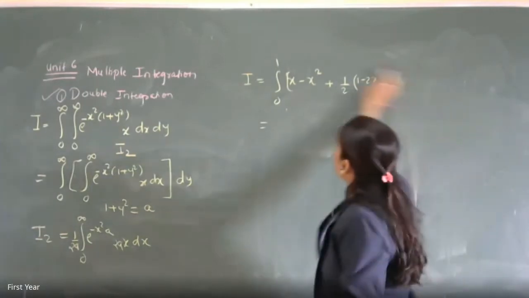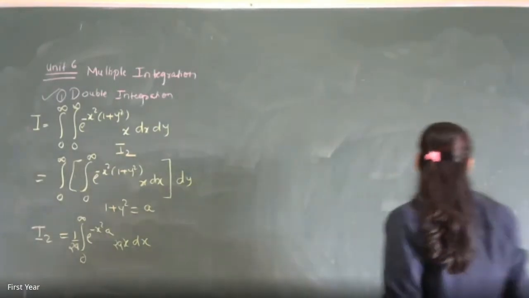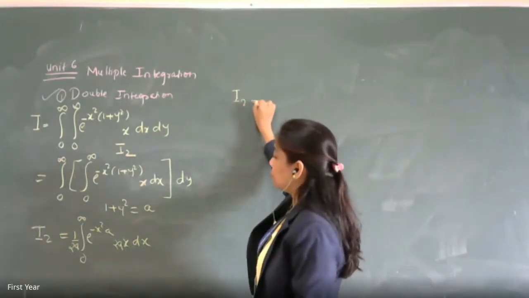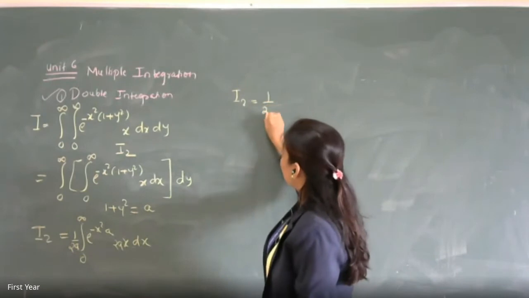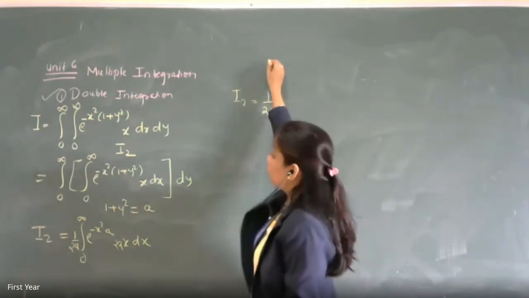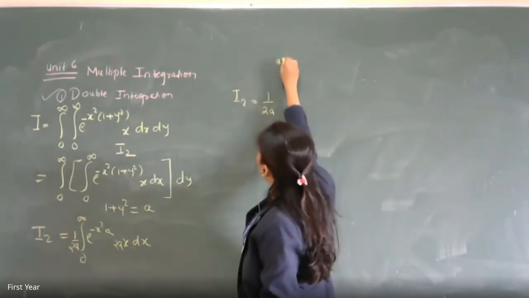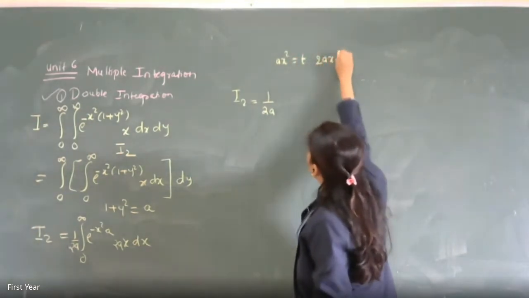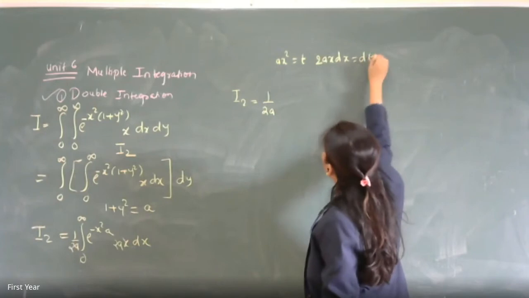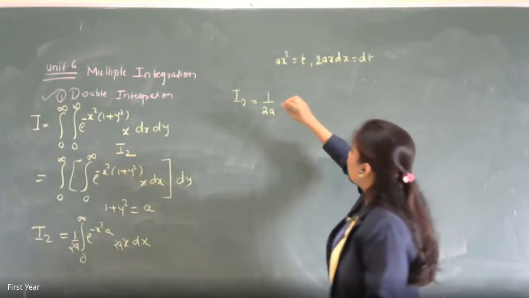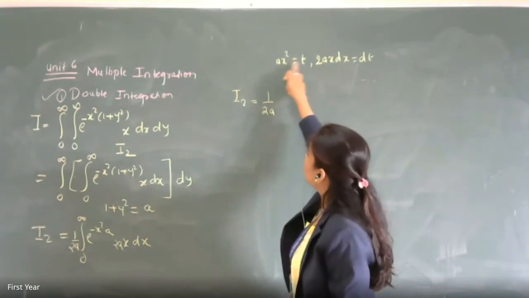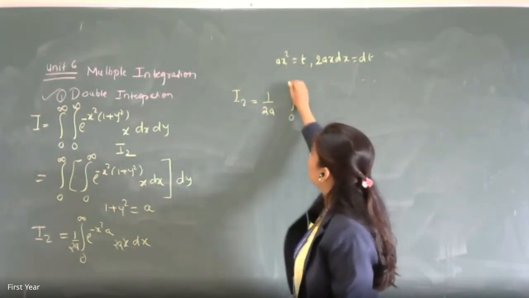Try out and tell me that. So this I2 is equal to 1 by 2a, which is constant outside. I put ax square is equal to t. So 2ax dx is equal to dt. What about the limits? When x is 0, t will be 0. When x is infinity, t will be infinity. So no change in limits.